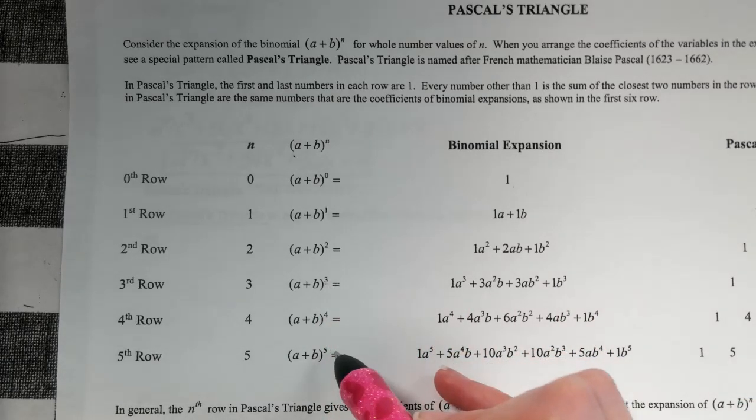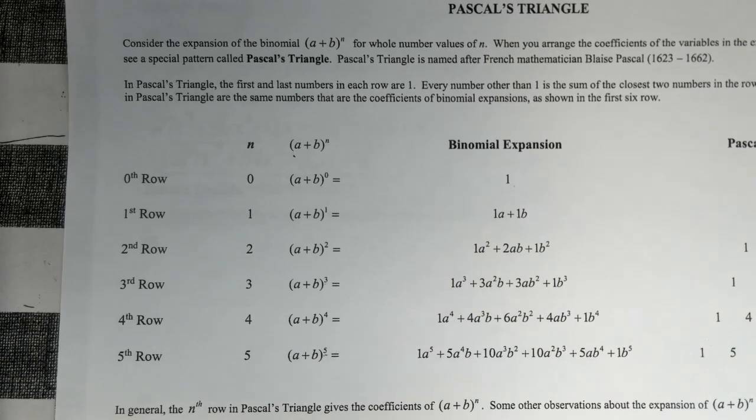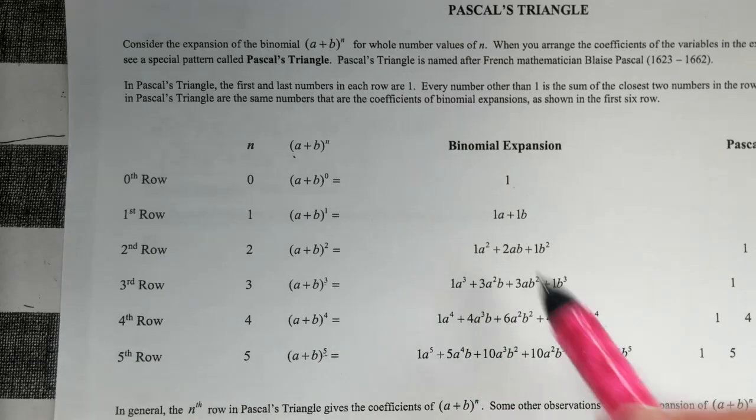So if I raised it to the 5th, I have a to the 5th, my exponent decreases by 1, a to the 4th, while my b appears. And then I decrease a cubed and I increase b squared. Decrease a squared, increase b cubed. Decrease to a, increase to b to the 4th. No longer an a, but I have b to the 5th. Each term, the sum of the exponents will be equal to that original power. Okay, so once you get that pattern down, you don't have to memorize each individual row. You just have to know the pattern.